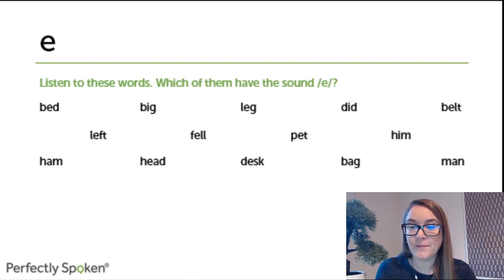Bed, big, leg, did, belt, left, fell, pet, him, ham, head, desk, bag, man. Pause the slide, try saying them again yourself. Which have the eh sound?